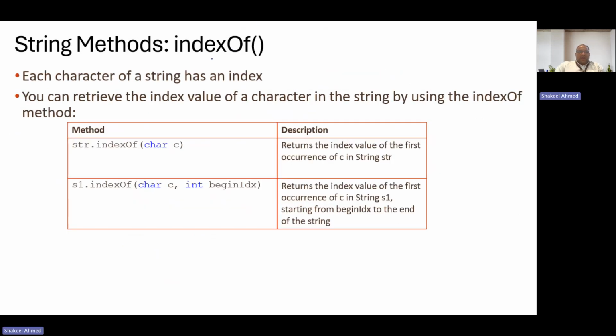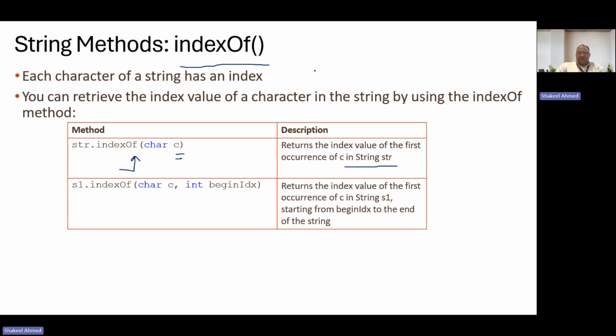Now, similarly, you can have another method called indexOf. Each character of a string has an index. So that's where I was talking about the index of one particular character that you want. You can retrieve the index value of a character by using the indexOf method. So you see here, str.indexOf(character C) returns the index of the first occurrence of C in the string str.